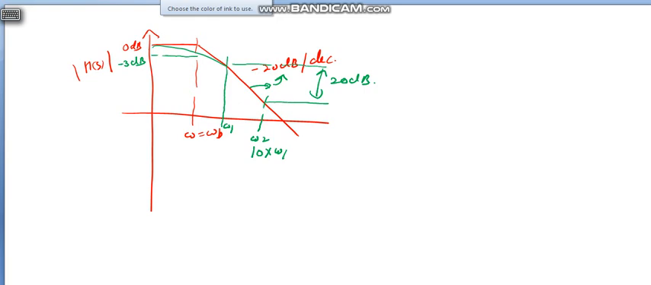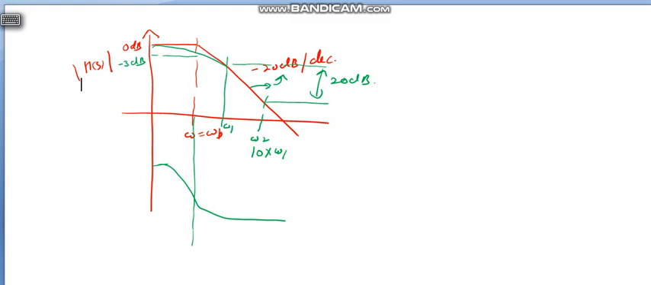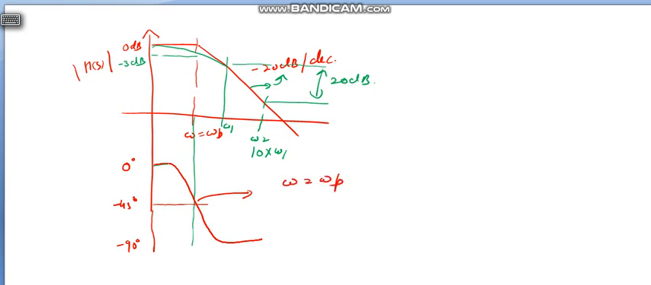Okay, now let's draw the phase plot. Let me draw it more accurately. So this is 0 degree, this is minus 45 degree, this is minus 90 degree. This point is minus 45 degree at omega equals to omega p.